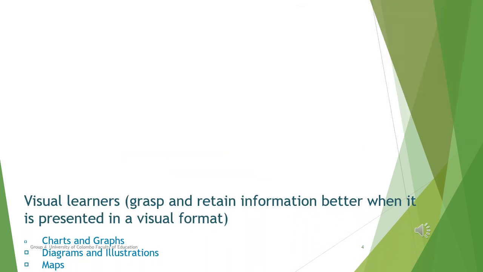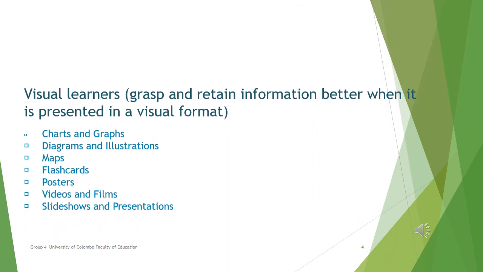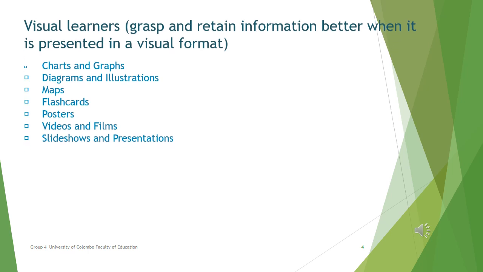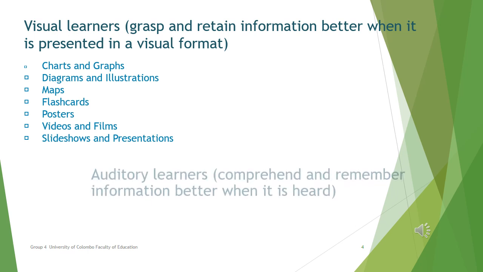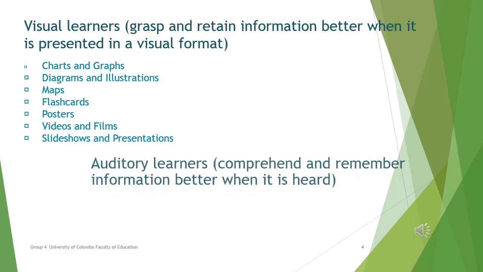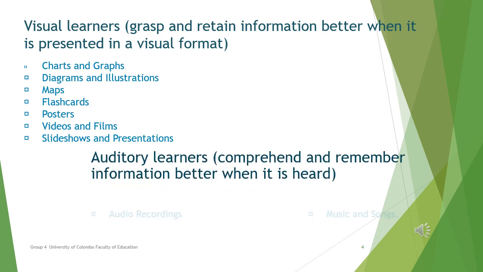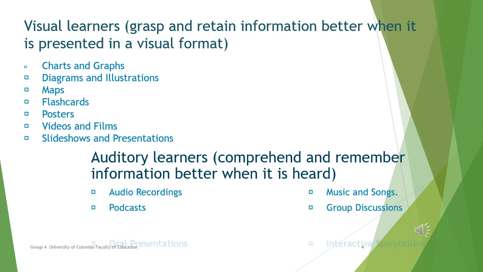Visual learners grasp and retain information better when it is presented in a visual format, like charts and graphs, when we use diagrams and illustrations and maps. And also auditory learners comprehend and remember information better when it is heard. For such learners, we use music and songs, group discussions, and audio recordings.